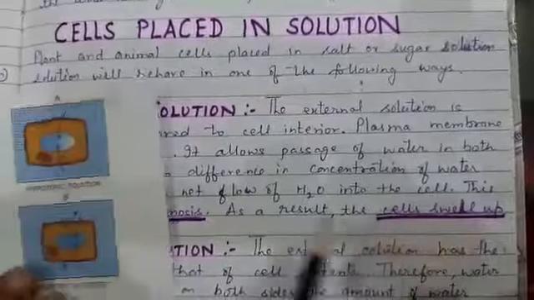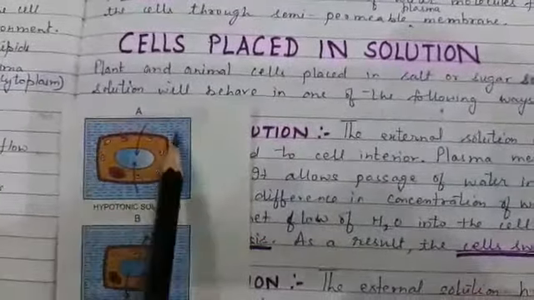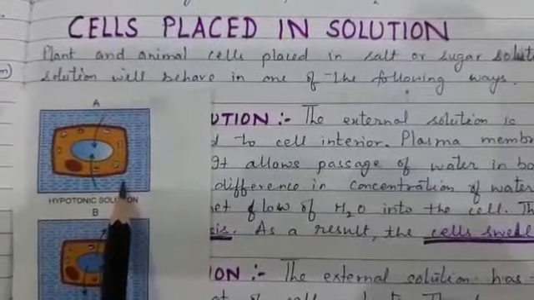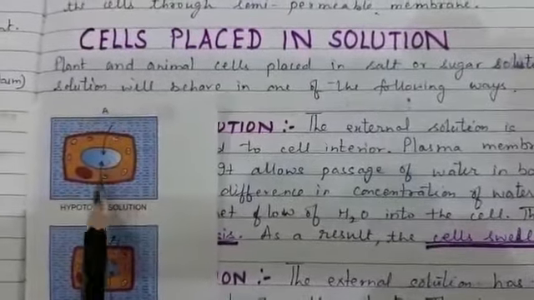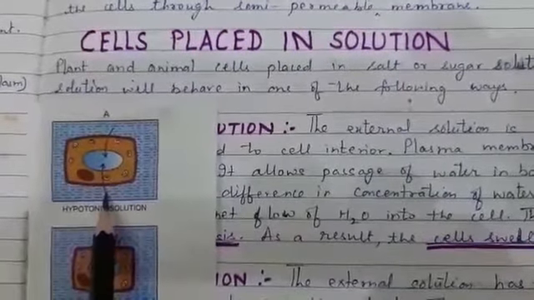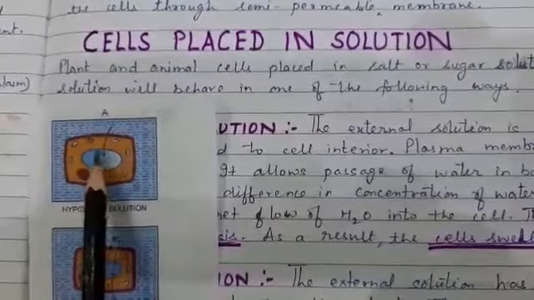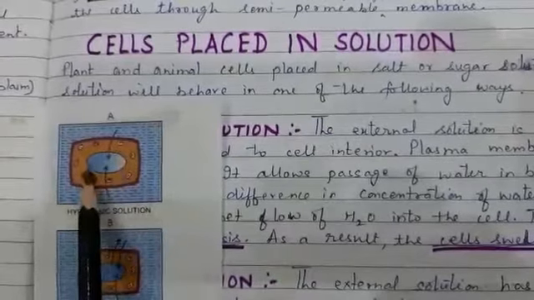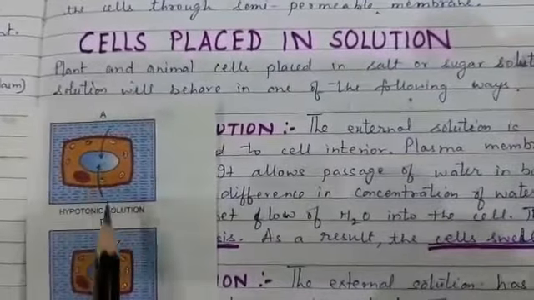From the diagram also, you can see that this is the first situation, that is the solution is hypotonic. It means the outside solution has higher concentration of water as compared to the cell inside. So what happens when the solution is hypotonic? More water will go from outside to the inside of the cell. And as a result, the cell will swell up. The cell size will increase. And this condition is called endosmosis.